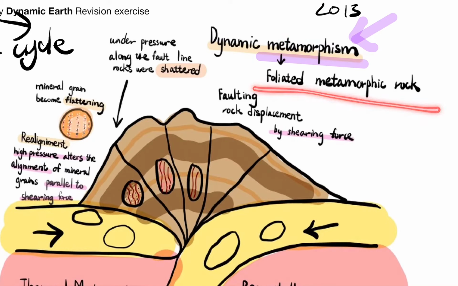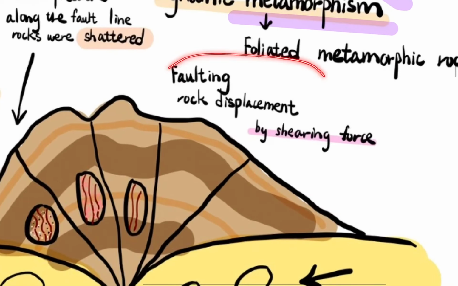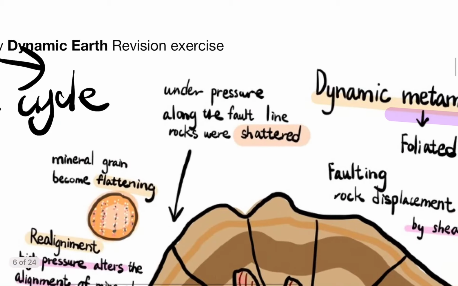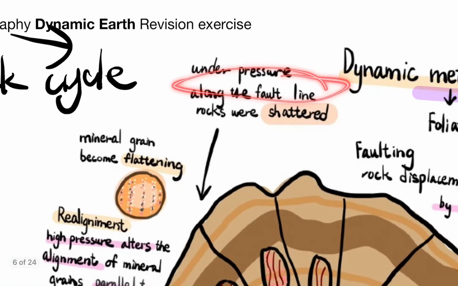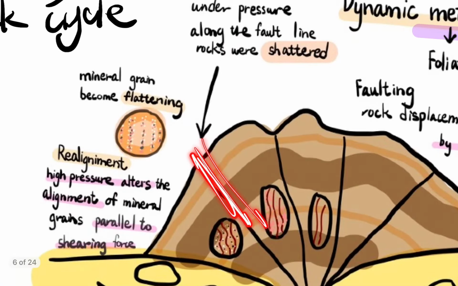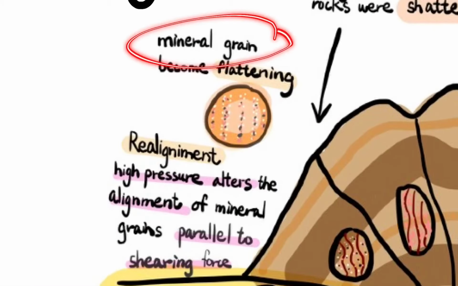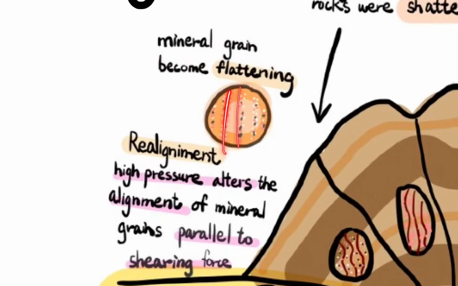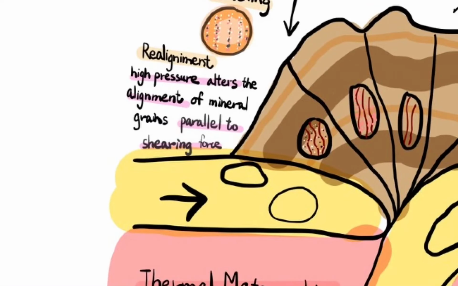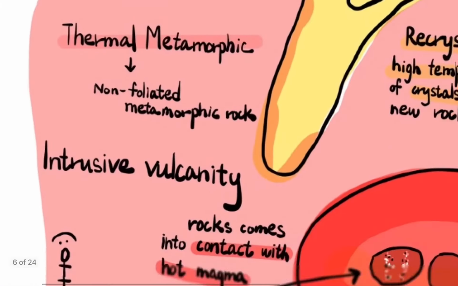Okay, firstly I'll talk about the dynamic metamorphism. It's foliated metamorphic rock formed by the faulting and rock displacement by the shearing force. Under the pressure along the fault line, rock is fractured. Then mineral grains become flattened, then realignment by the high pressure, and the realignment of the minerals is parallel to the shearing force.